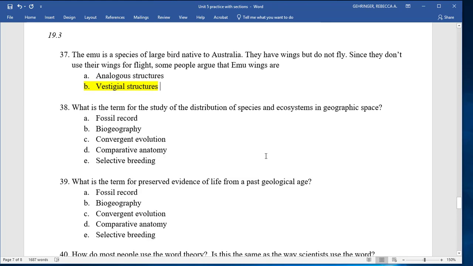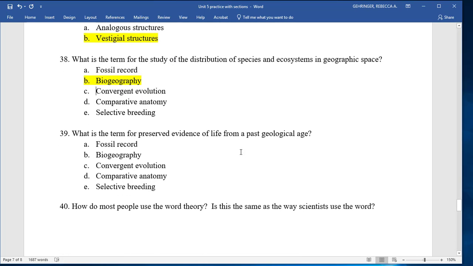Thirty-eight. What is the term for the study of the distribution of species and ecosystems in geographic space? Geographic space. That is biogeography. 39. This is like a very weak definition for this, but what is the term for preserved evidence of life from a past geological age? That's the fossil record.